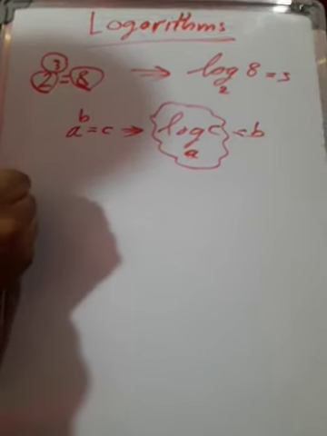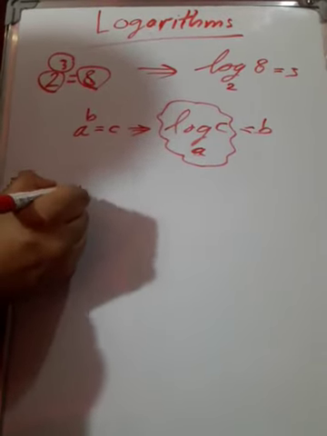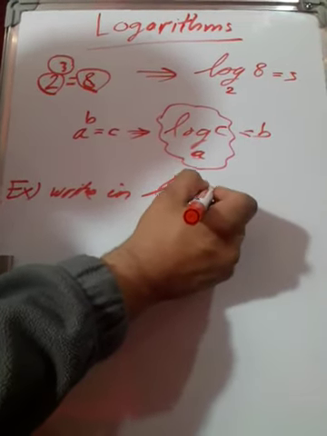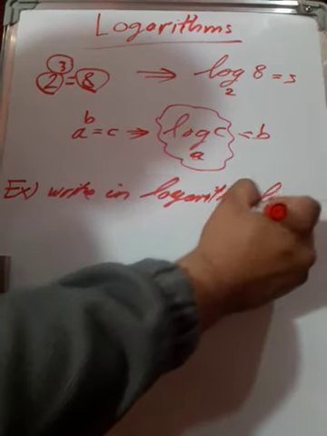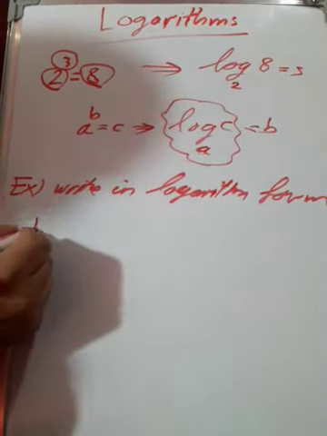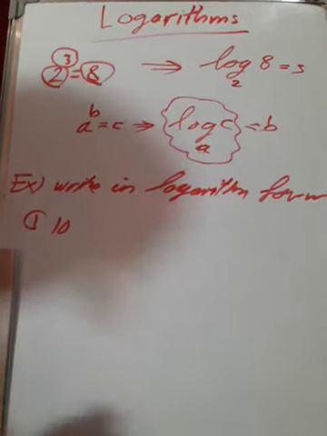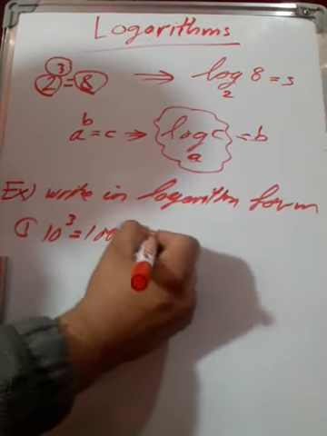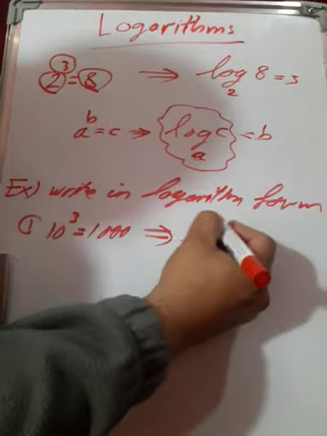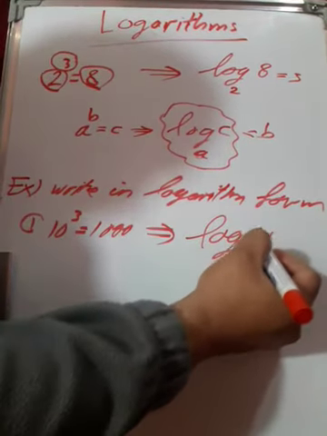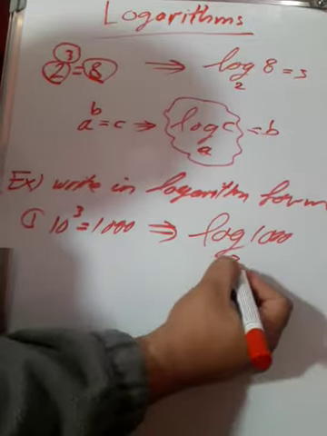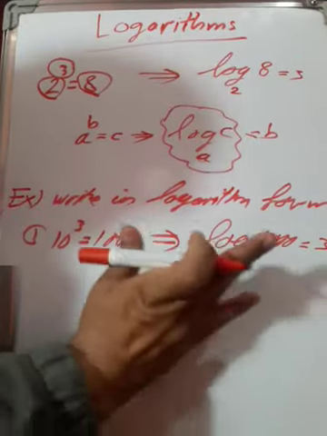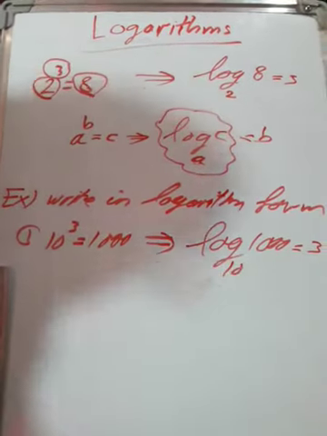Let's take an example. Write in logarithm form: 10 to the power 3, sure it will be 1000. How do we write it? We write log of 1000 to the base 10 equals 3. So the logarithm of 1000 to the base 10 equals 3.